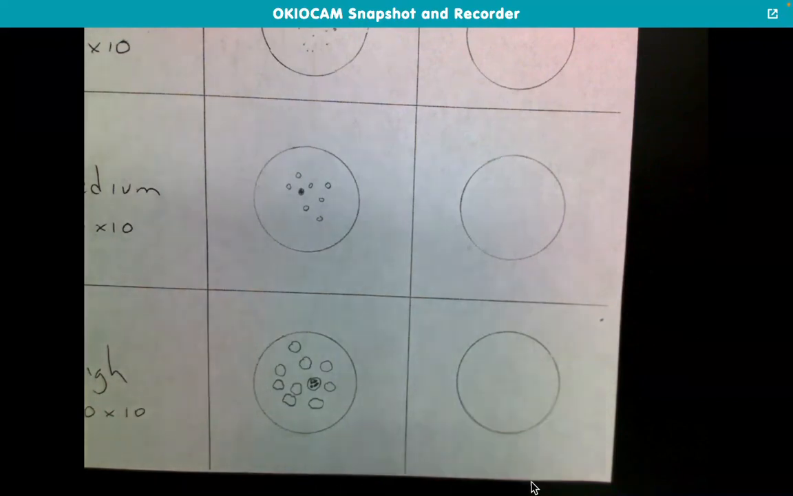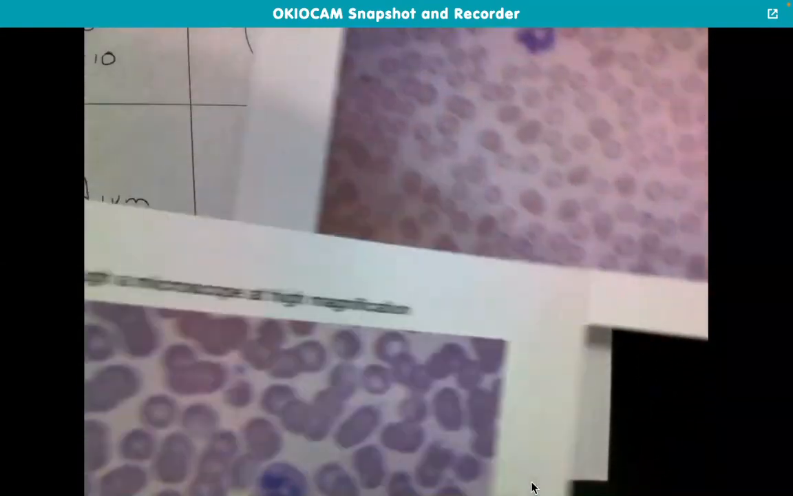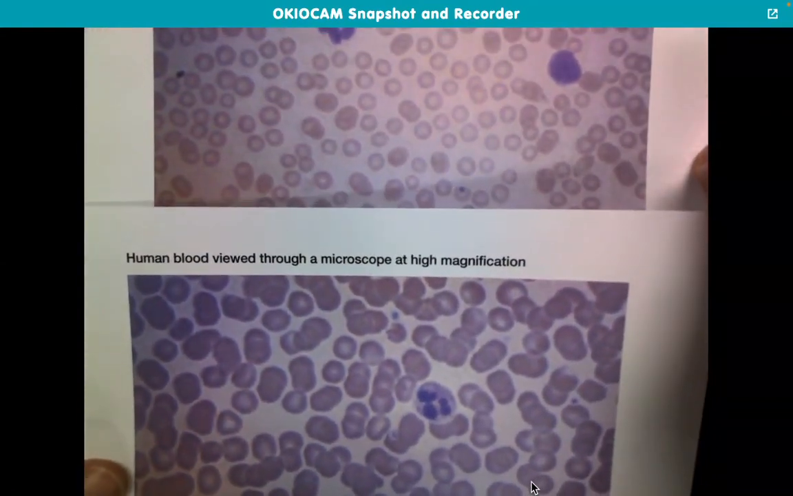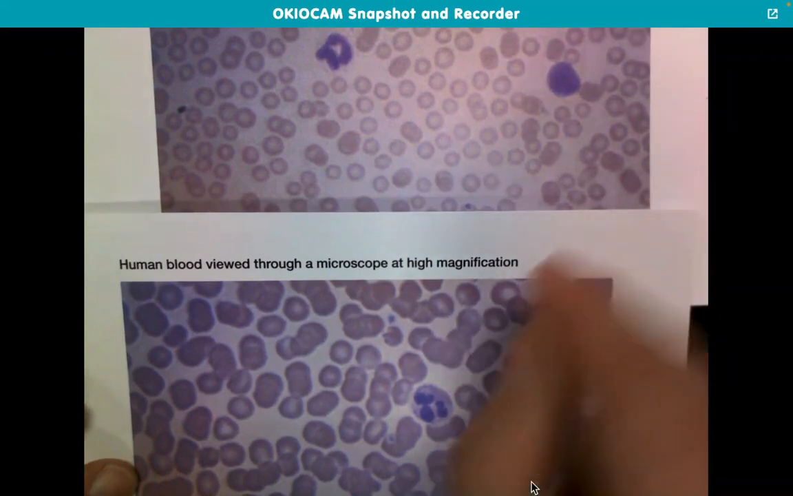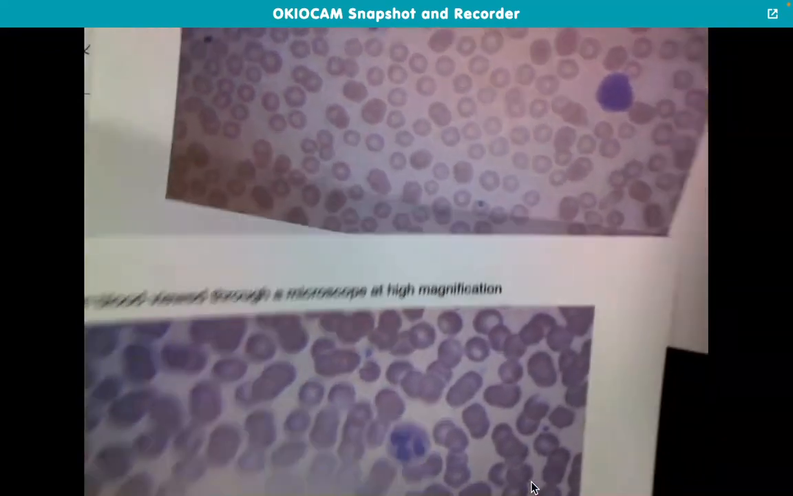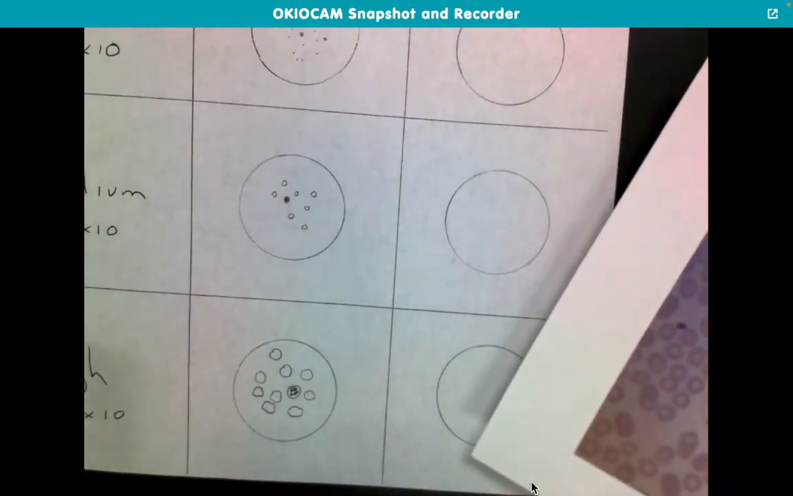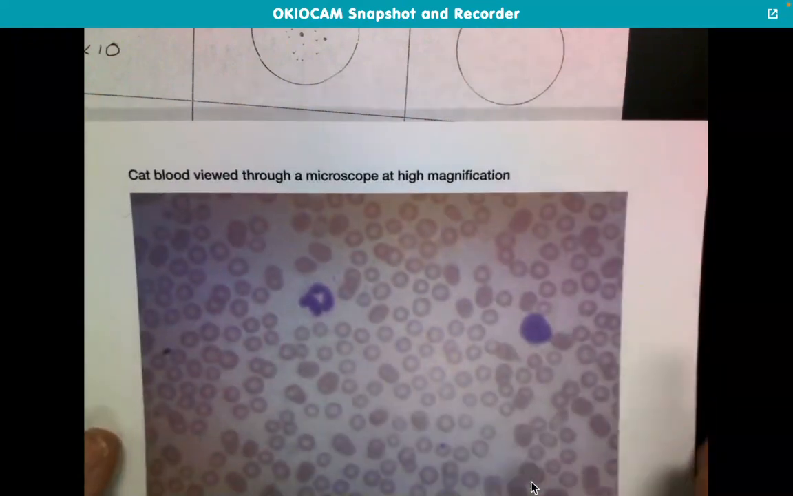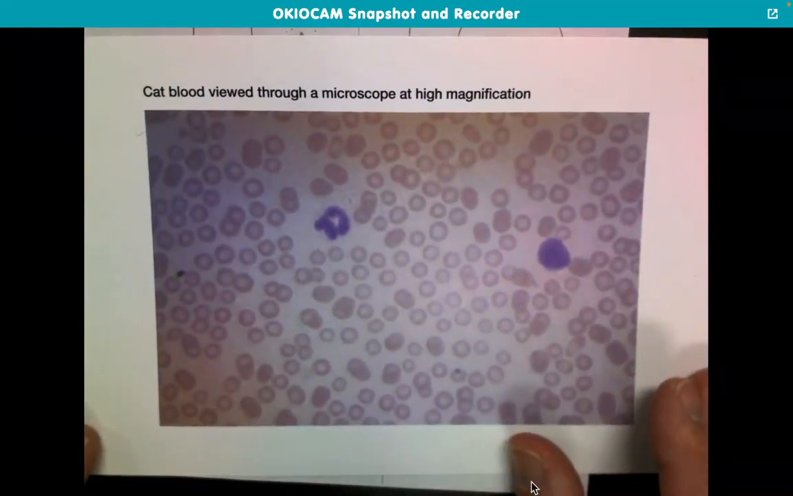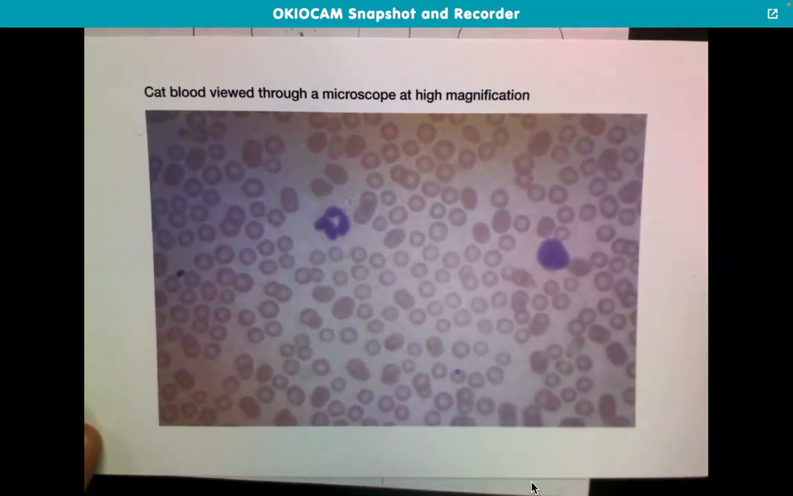So here is the cat blood on high magnification, and I want to show you something. I'm going to put them side by side or top to bottom. You can already see that the human blood cells look a little bit bigger than the cat blood. So what you want to do now is draw these a little smaller than you drew them here to show that they are a different size. So here is the high power. You may want to pause the video here so you can see this image, and then do your diagram on your paper. When you're ready, play the video again.